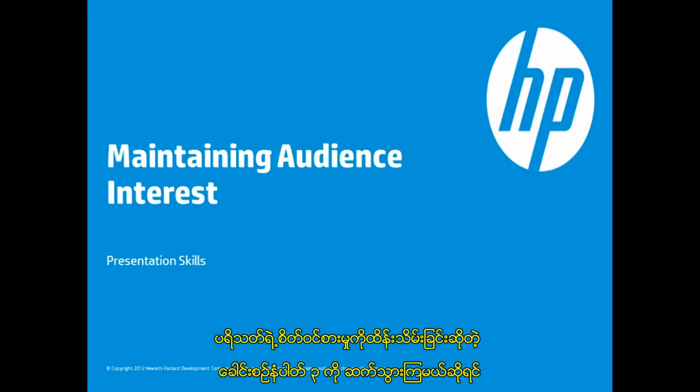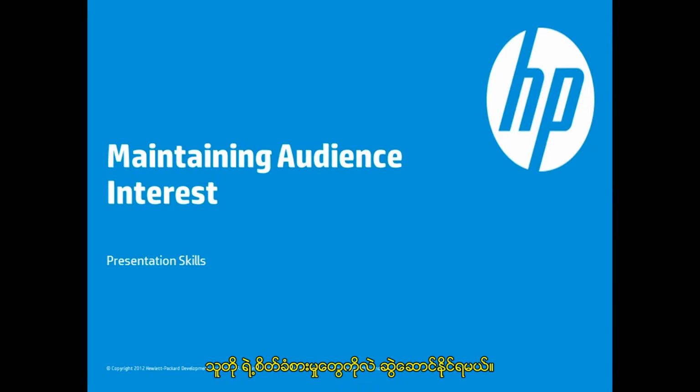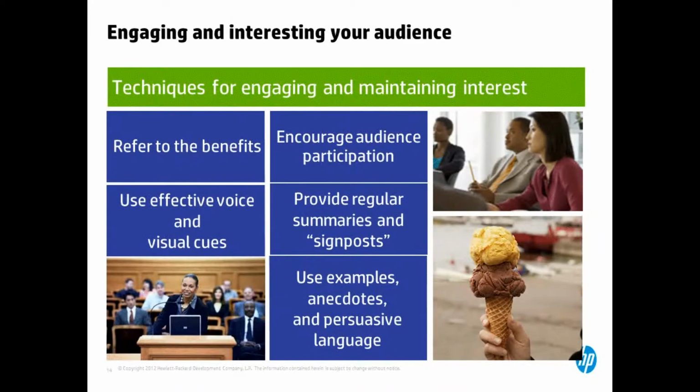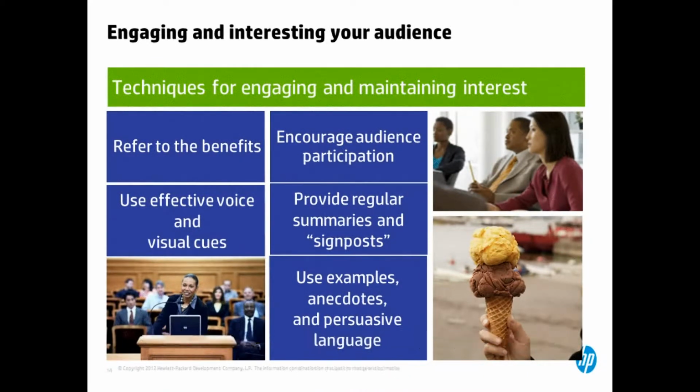When we move on to agenda point number 3, maintaining audience interest, we need to make sure that we keep the audience engaged and interested, appealing to their intellect and to their emotions as well. So let's have a look at how we do that. There are a couple of techniques that we can use in order to ensure that we engage and maintain the audience's interest. You should always make sure that the techniques you use are culturally appropriate and match the audience level.